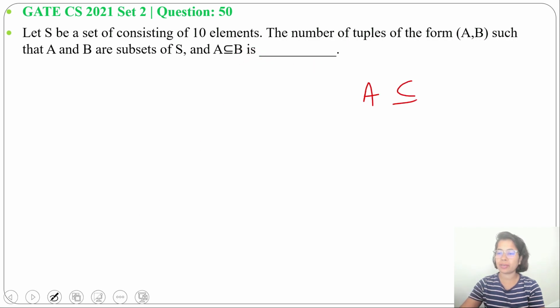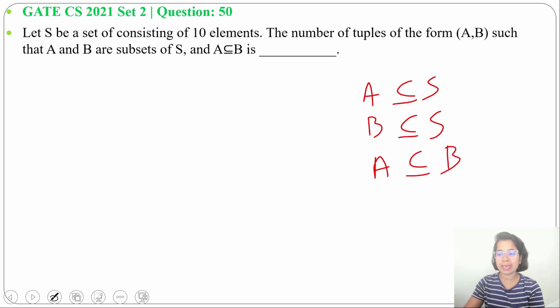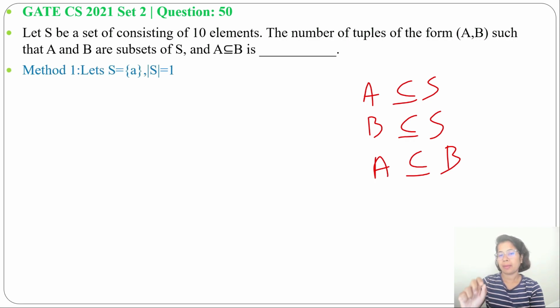A is a subset of S, B is a subset of S, and also A is a subset of B. Now, in total, how many such tuples are possible, that we need to check. We can solve this question in different ways. I will solve it in two methods. Method 1: I am considering just one element for S.